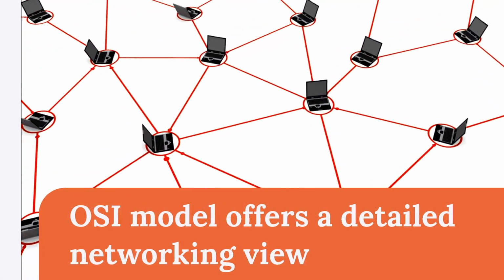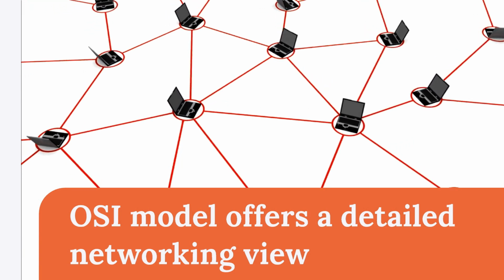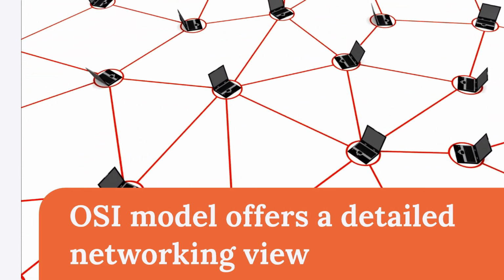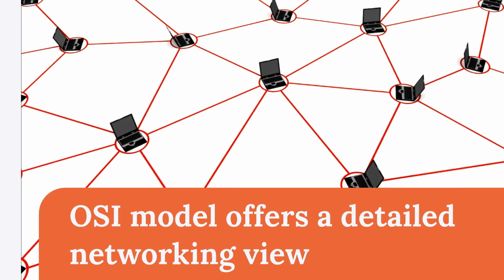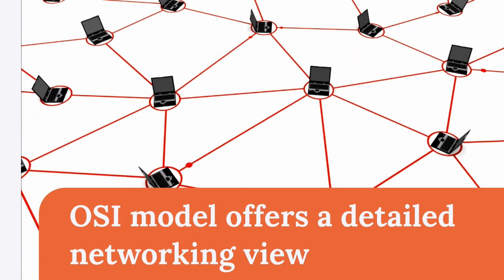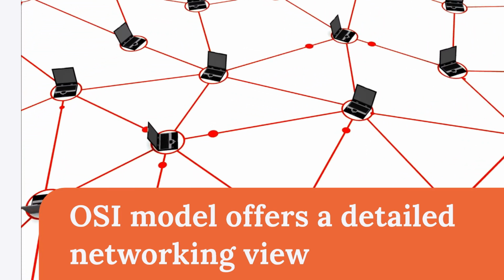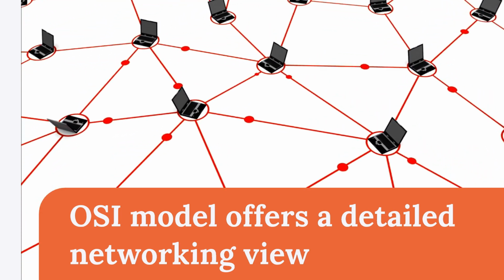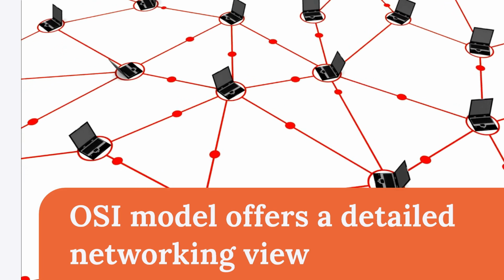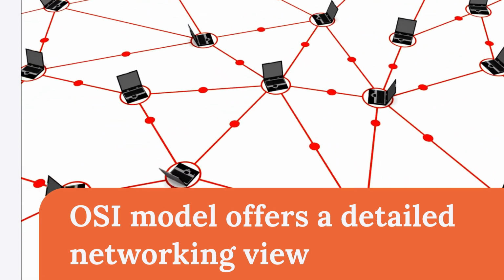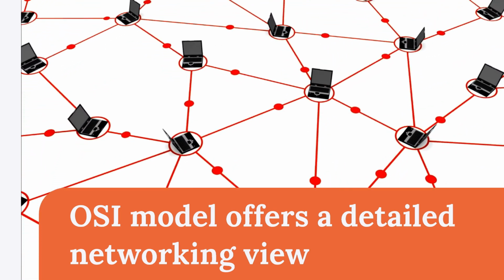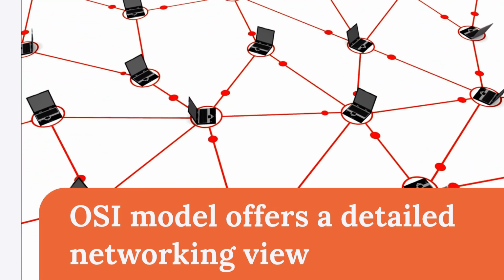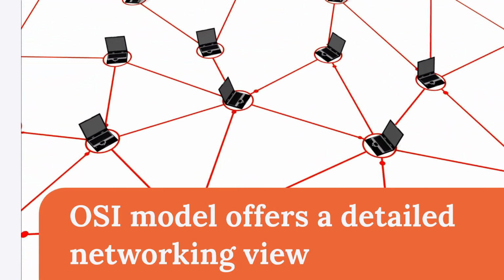The OSI model has 7 layers, while TCP/IP has 4. OSI is theoretical, offering a detailed view of networking. TCP/IP is practical, supporting real-world communication. OSI is used for learning and design, TCP/IP for implementation. TCP/IP underpins modern network communication.